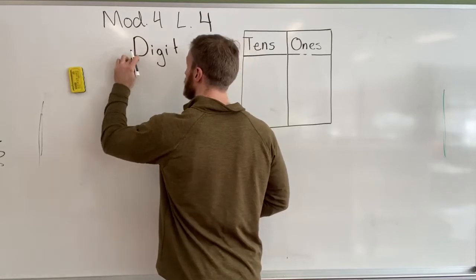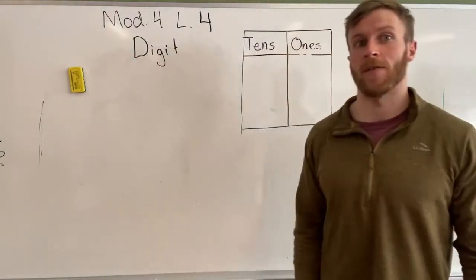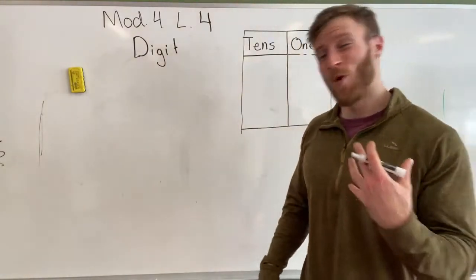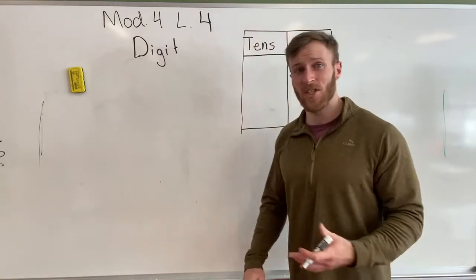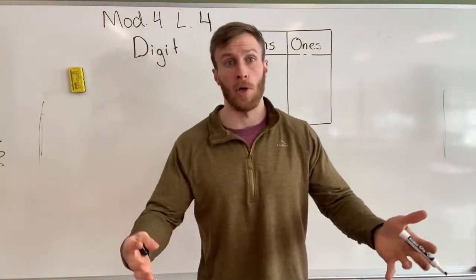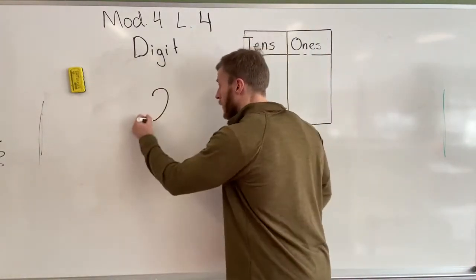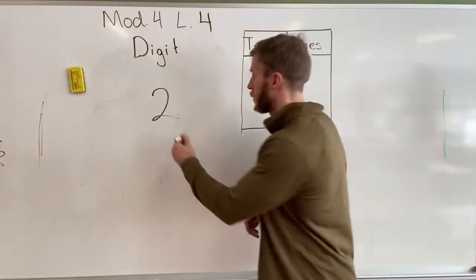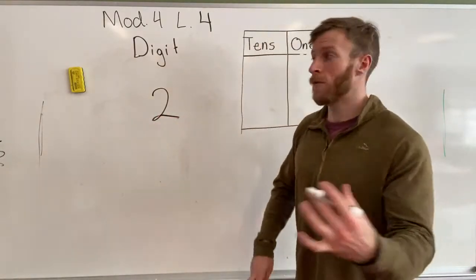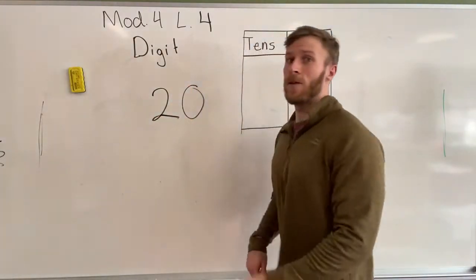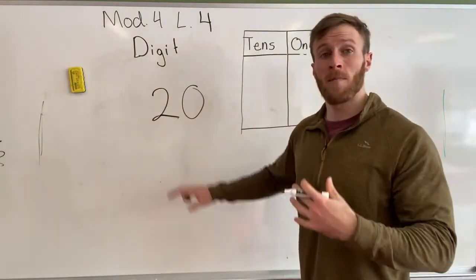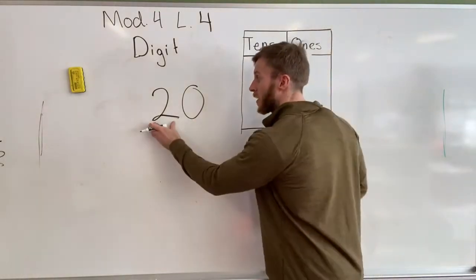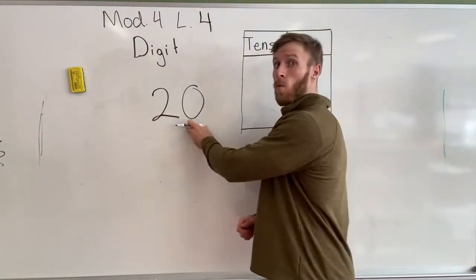D-I-G-I-T, digit. Can everyone say digit with me? Ready? 1, 2, 3, digit. That is that word. And what is a digit? Well, a digit is another word for a number. Okay, so if I write the number 2 right here, this is one digit. The number is 2. Okay? If I write the number 20, this is one number, but the number 20 is made up of 2 digits. 1, 2. Okay? Here's the digit in the tens place. Here's the digit in the ones place.